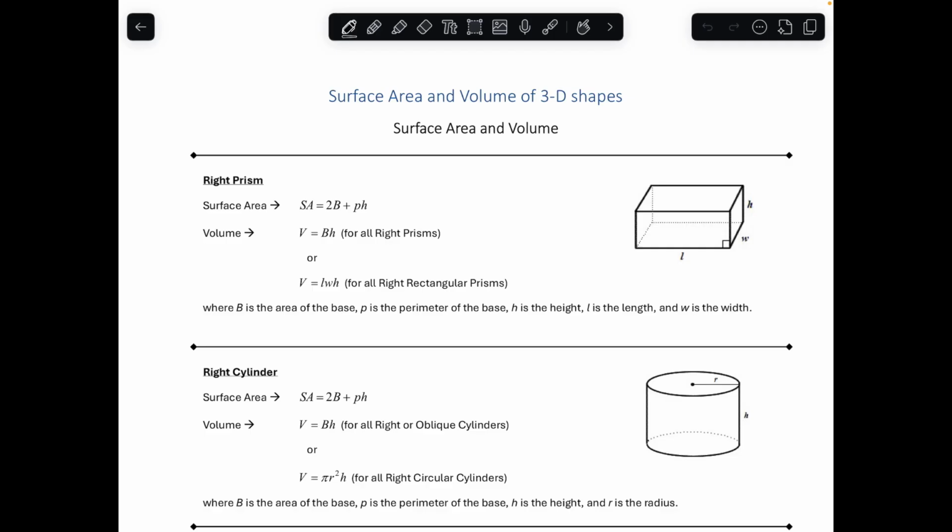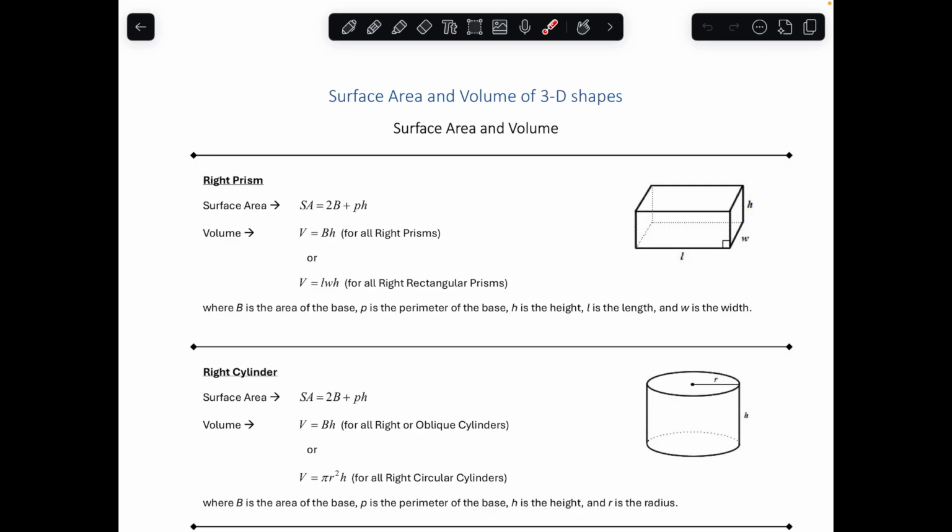In this video, we're going to be talking about the volume of different 3D shapes. So to start off, let's talk about right prisms. Now, if I want to find the volume, it's just going to be its base times height, but the base is just going to be length times width. So we can say that our volume is length times width times height.